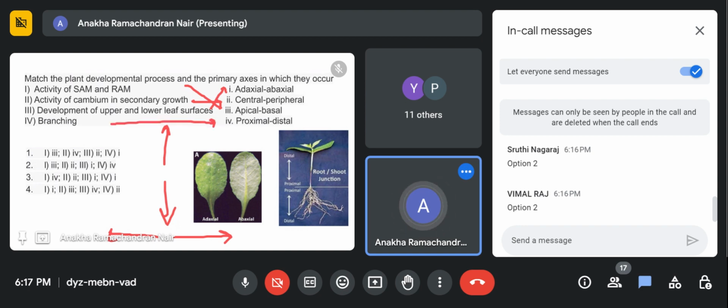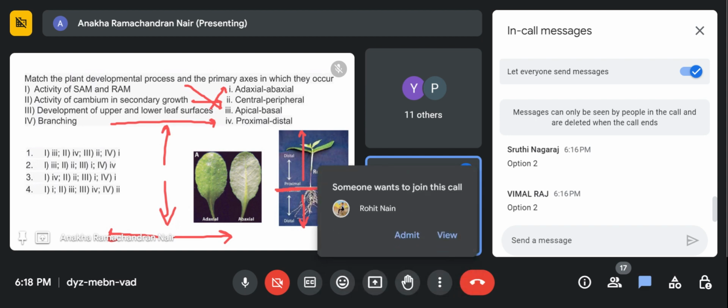Okay, so distal means as you move to the top of the plant or to the bottom of the plant from the junction of the root and shoot. Okay, so the further away you are, that is distal, the closer you are to the root shoot junction, that is proximal.